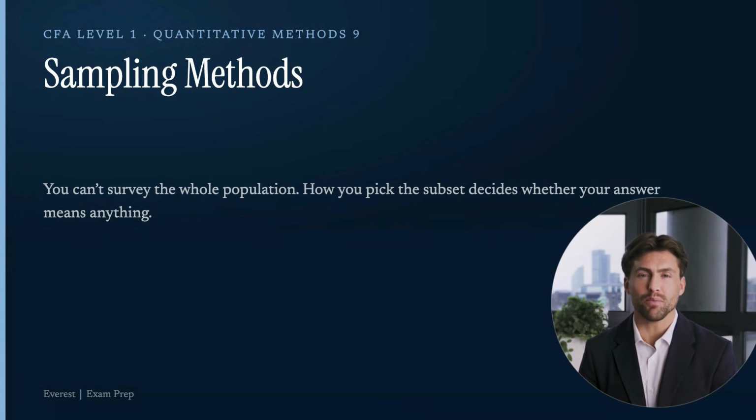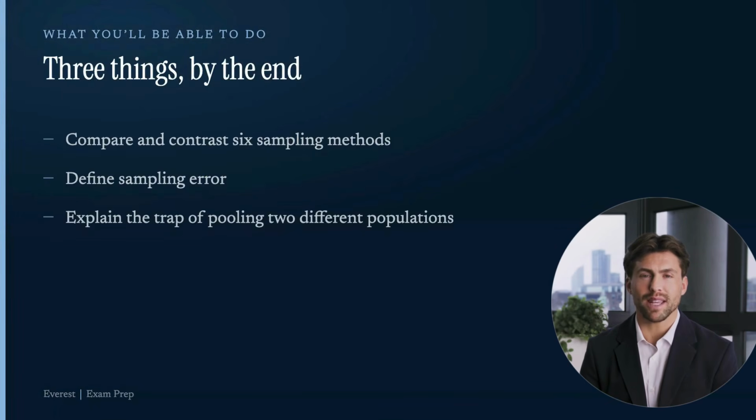This video is about how you pick the sample and why that choice decides whether your answer means anything at all. By the end, you will be able to do three things. Compare and contrast 6 sampling methods: simple random, stratified random, cluster, systematic, convenience, and judgmental. Define sampling error and explain a subtle trap that shows up when you pool data from 2 different populations into one sample. This is the foundation underneath every survey, every backtest, and every performance comparison you'll ever run.